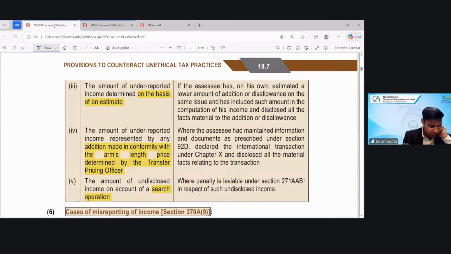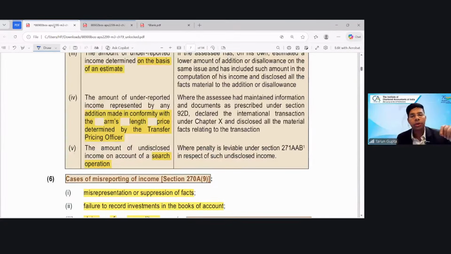If the addition is on account of a TPO order, transfer pricing officer, there is a change in the arm's length price. The assessee had disclosed the international transaction and computed an arm's length price. But now the transfer pricing officer has changed that arm's length price, and because of that, there is an addition in the income of the assessee. So the arm's length price is again an estimate, therefore no penalty under section 270A. But keep in mind that the international transaction must have been shown by the assessee. In case of such, the penalty is not liable under section 270A. The penalty is liable under section 271AAB.